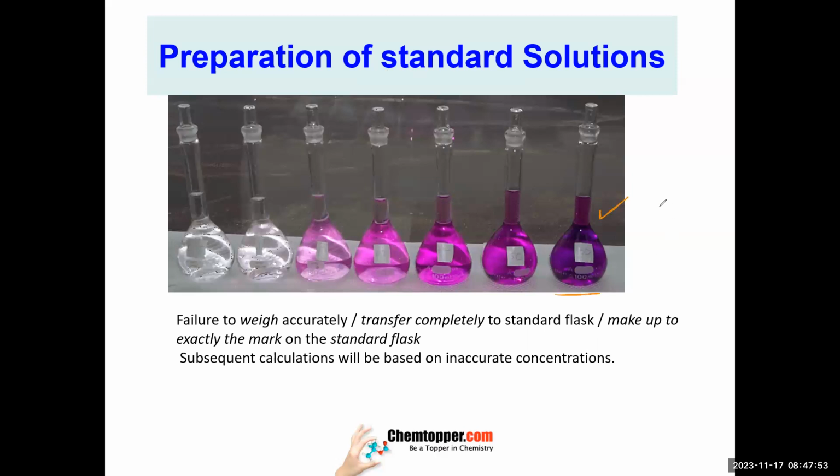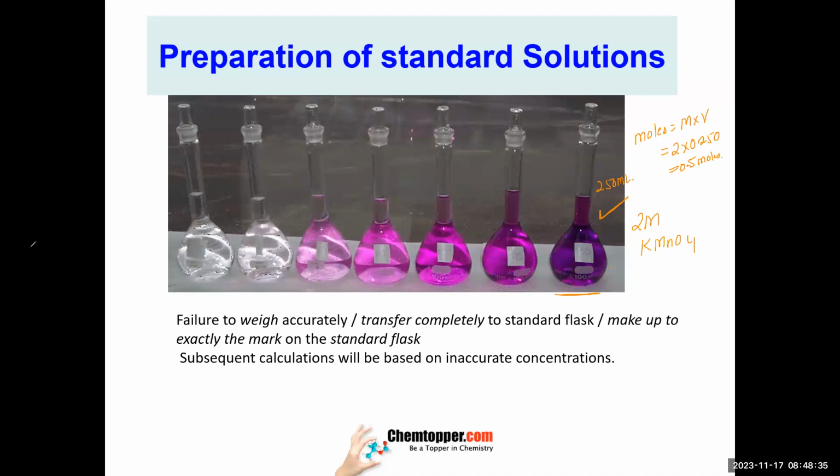Let's say this 2 molar KMnO4, 2 molar. Now, how to make 2 molar KMnO4? This is 250 ml. How to make it? First, you're going to calculate the moles needed. Moles is molarity times volume. Molarity is 2 molar. Volume 0.250 liters. How many moles are there? Is it 0.5? 0.5 moles.